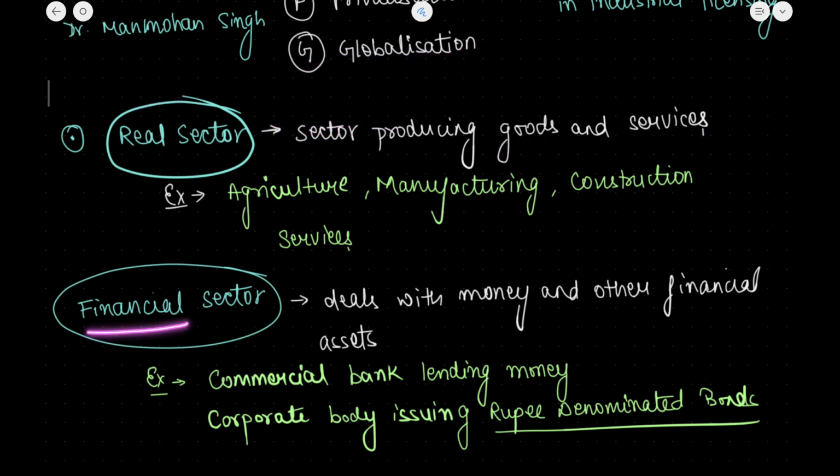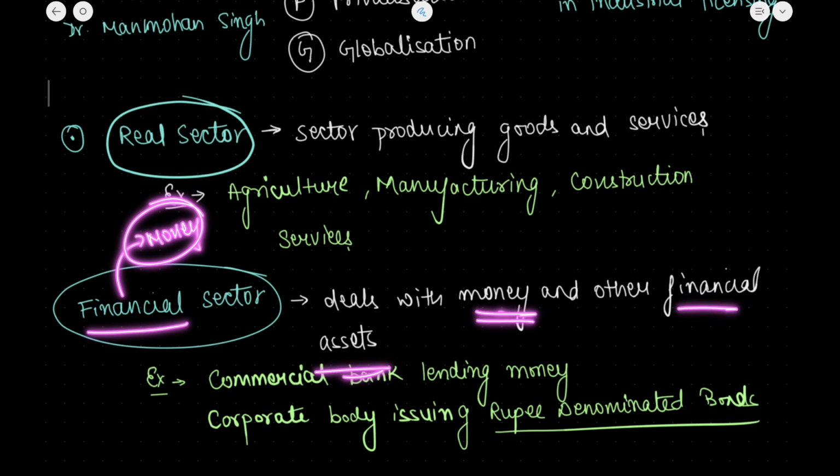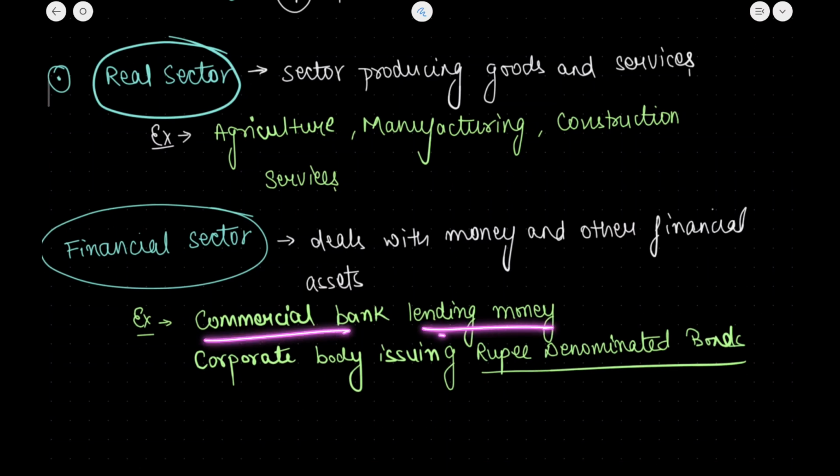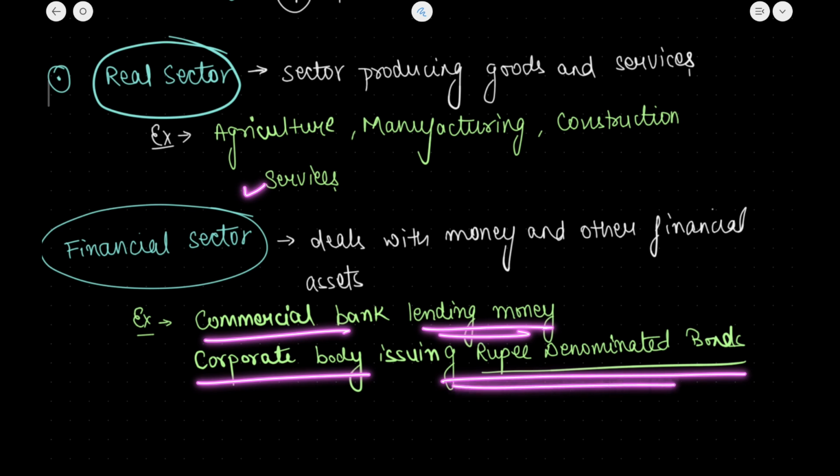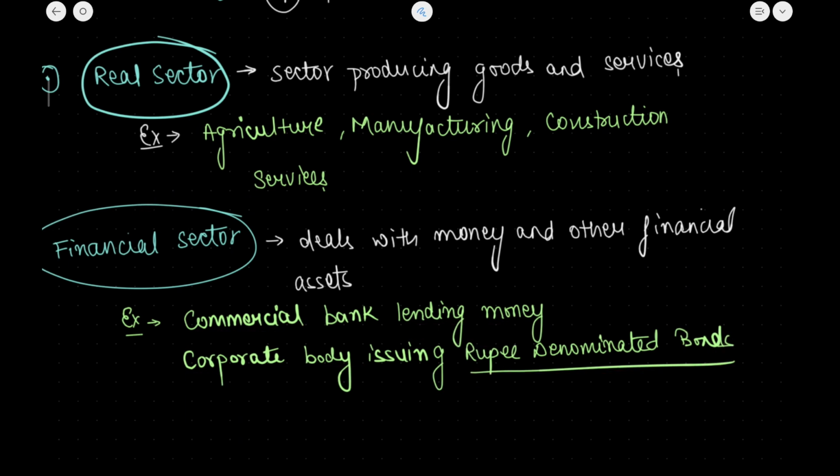Now, finance means money, so anything that is related to financial matters or money or a financial asset is related to the financial sector. Now, a commercial bank lending money comes in the financial sector. A corporate body issuing rupee denominated notes, which are also known as masala bonds, these come under the financial sector.